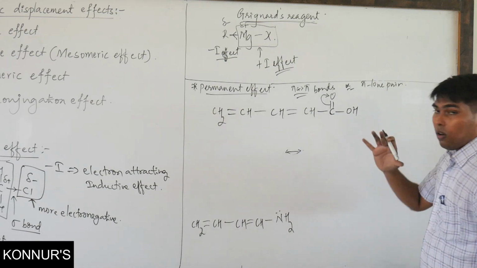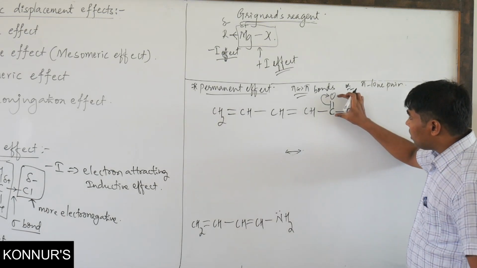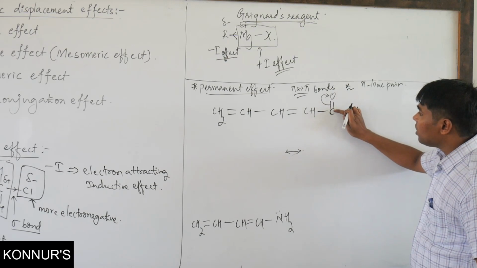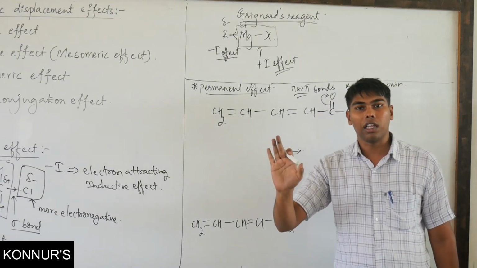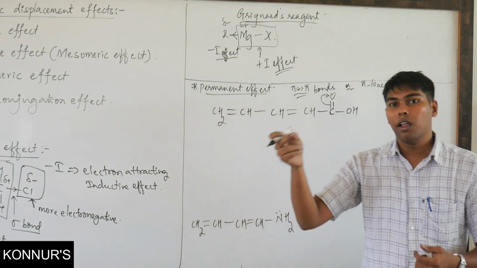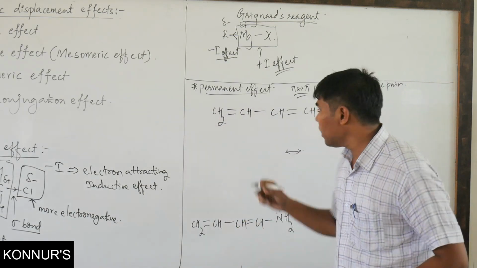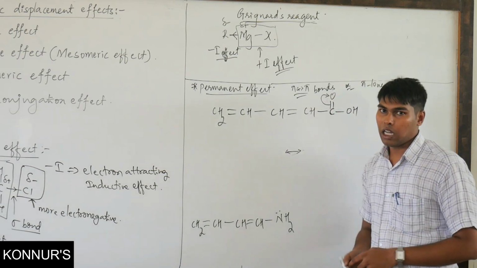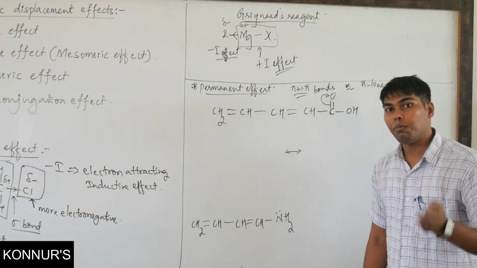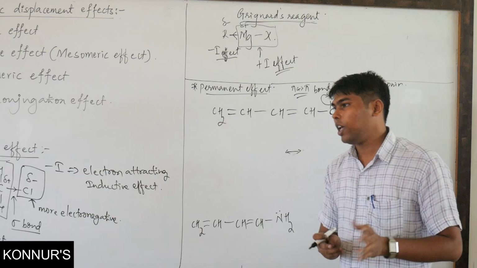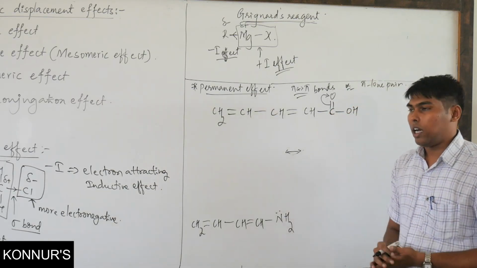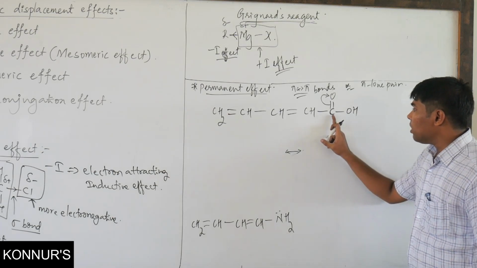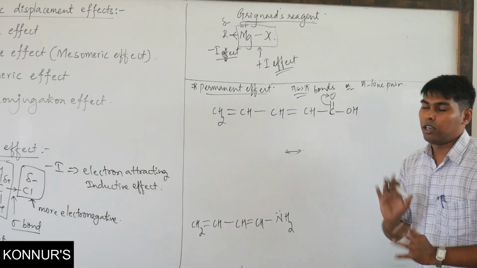Here, how did I decide? I have taken the pi bond between the carbon and oxygen. Here carbon and carbon are there, and here also carbon and carbon are there. I have chosen the more polar bond, which is between carbon and oxygen. Carbon to carbon is less polar compared to the carbon to oxygen pi bond. That is the basic thing you need to know about that particular point. So the more polar bond is the carbon to oxygen bond.